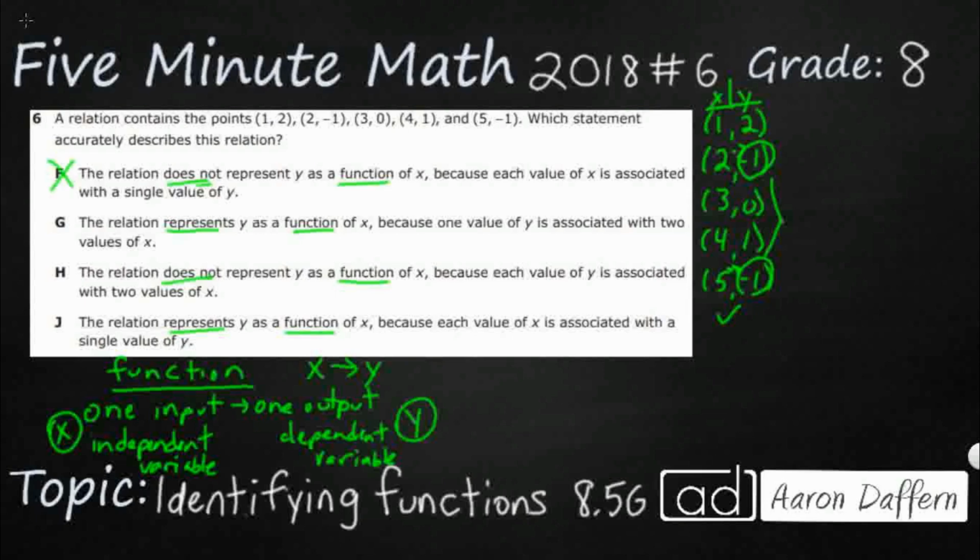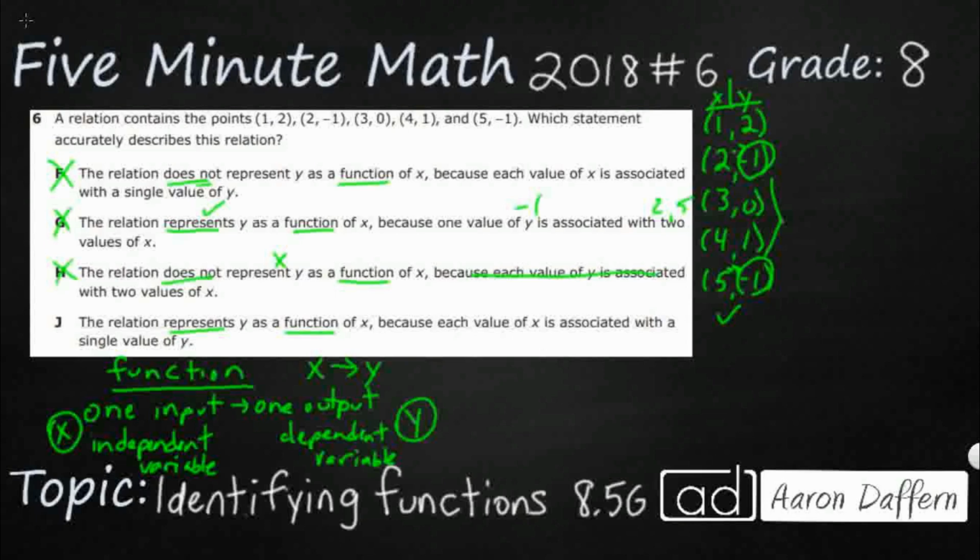G, the relation represents y as a function of x because one value of y is associated with 2 x's. Now that's true. This -1 is associated with 2 x's, the 2 and the 5, but that's not what makes it a function. We just have to say that's okay. So that's not going to be it. H, the relation does not represent a function of x because each value of y is associated with 2 values of x. That's not even true. Only one of them is.